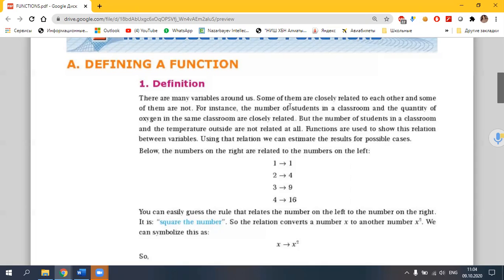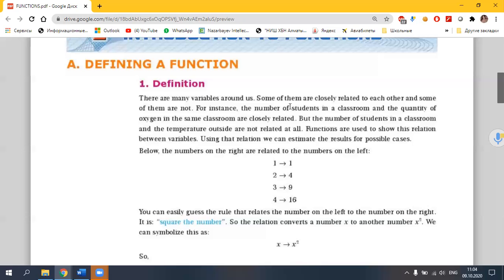So it's not a function in real life. And functions are used to show this relation between variables, the relation between variables. Using that relation, we can estimate the results for possible cases.